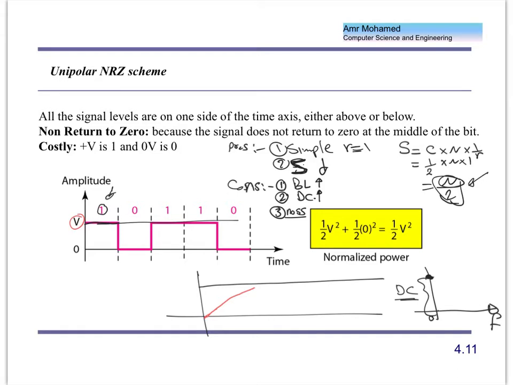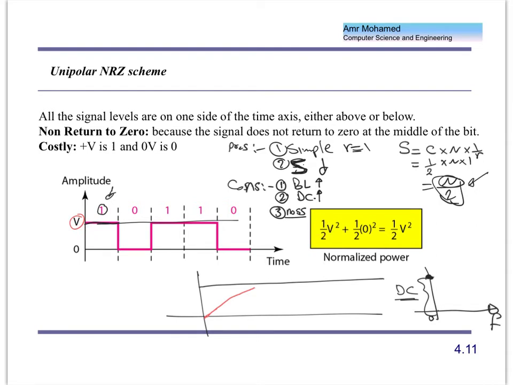As we will see, as we try to solve some of these problems later, we will start to get higher complexity in terms of the sender design or the receiver design. One thing to notice here is that the normalized power is the power per bit. And this normalized power is the probability of having 1 multiplied by the voltage level of 1. As we know, the voltage level of 1 is V.